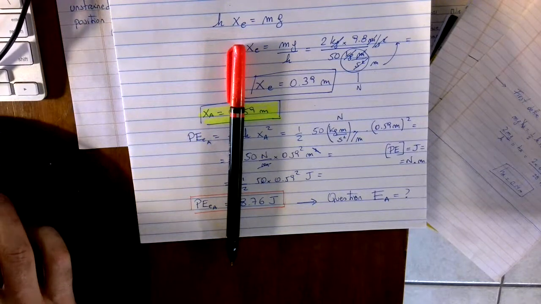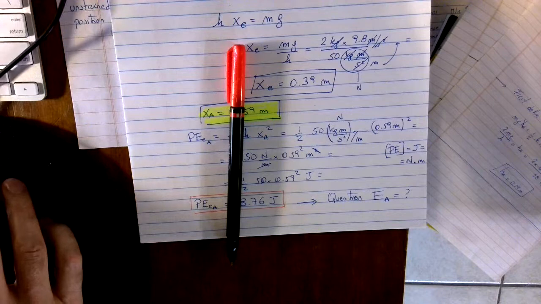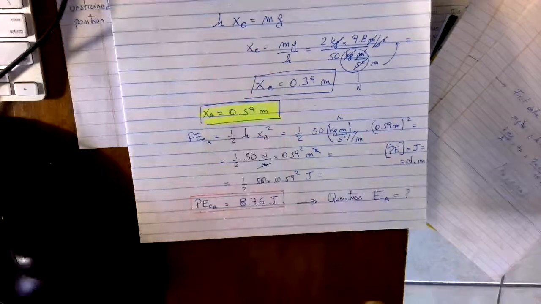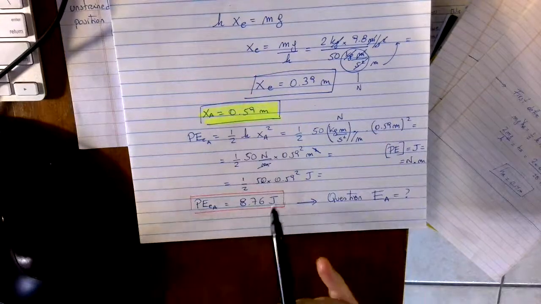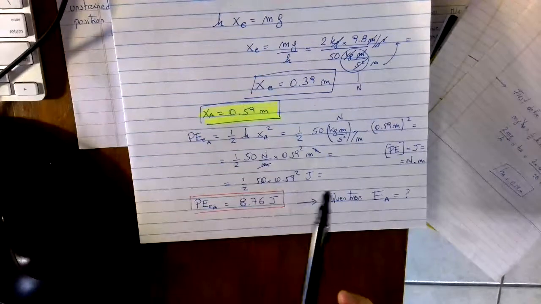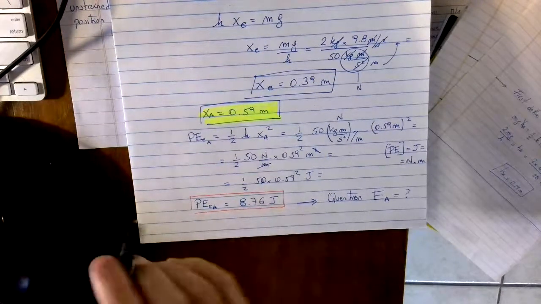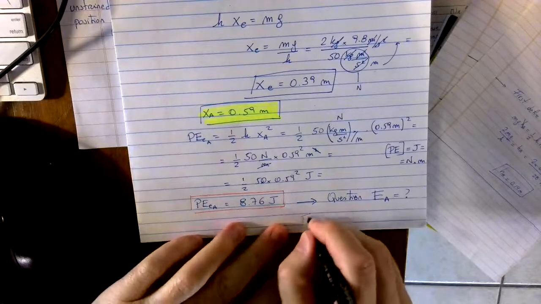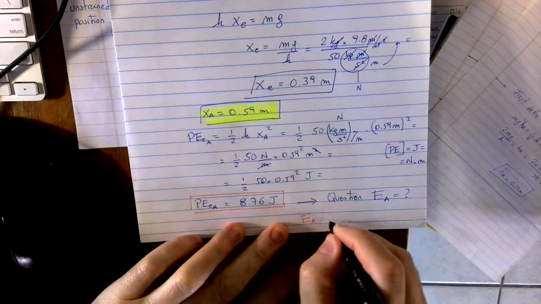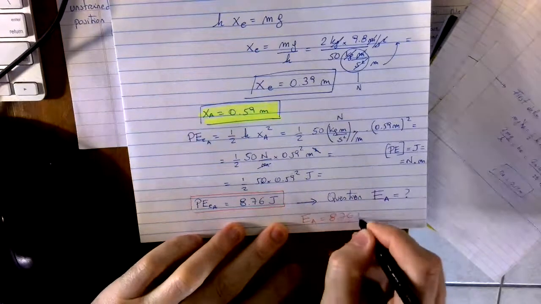Okay, welcome back. Let's see. Yeah, it's 8.76, right? The question is EA. The other two are, of course, 0 and 8.76. That's the EA. So EA is 8.76 joules.